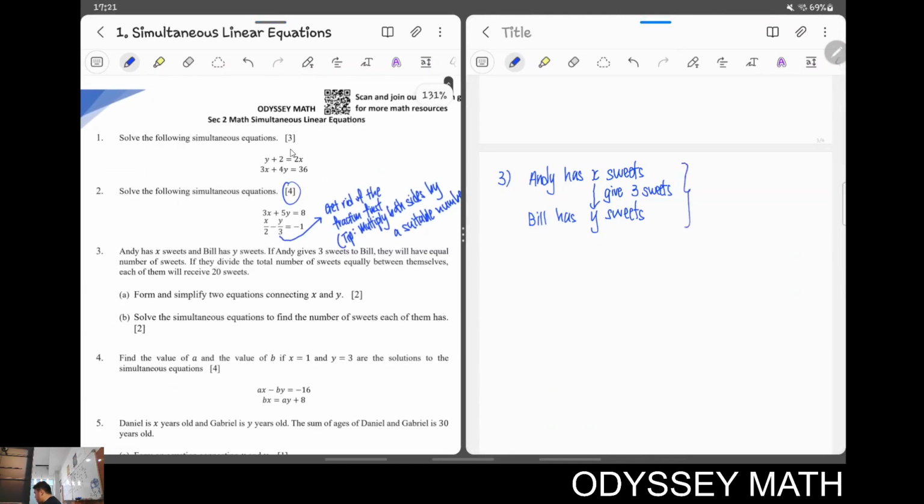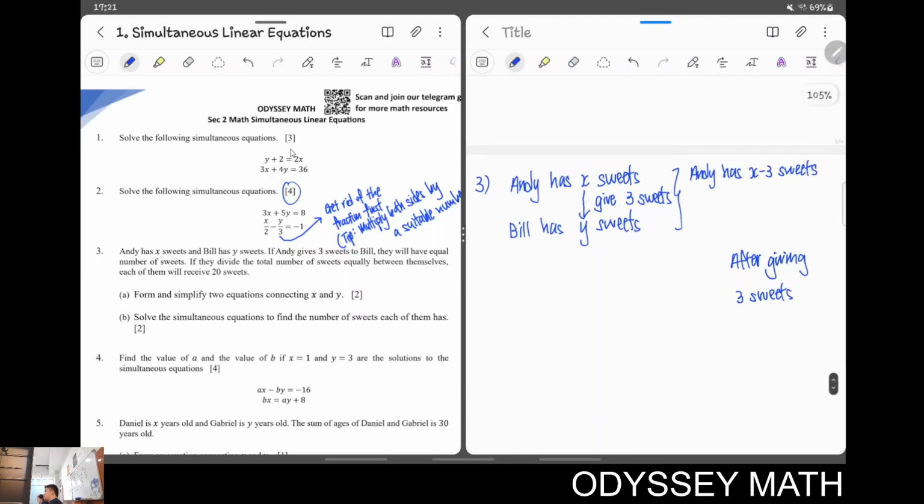So let's find out how many sweets Andy had after giving 3 sweets. After giving 3 sweets, you must state here, Andy has X minus 3 sweets. Agree? You give away 3 sweets. Originally you got X sweets, so X minus 3 sweets is what you're left with. Now Bill has received 3 sweets, so Bill has Y plus 3 sweets.